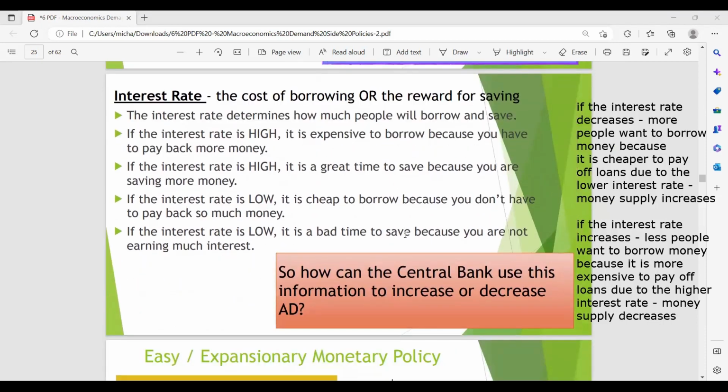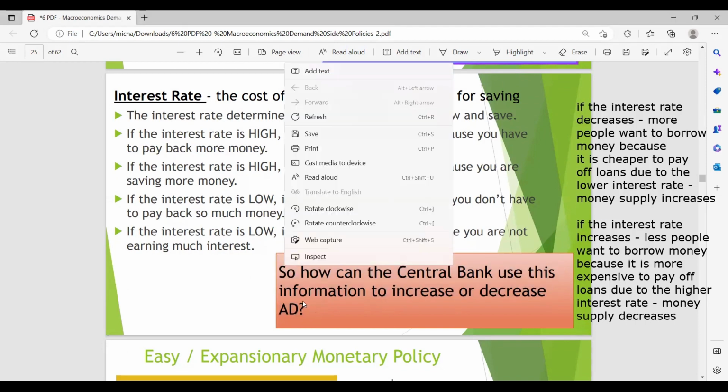The interest rate is the cost of borrowing or the reward for saving. The interest rate determines how much people will borrow and save. If the interest rate is high, it is expensive to borrow because you have to pay back more money. If the interest rate is high, it's a great time to save because you're earning more money. If the interest rate is low, it's cheap to borrow because you don't have to pay back so much money. If the interest rate is low, it's a bad time to save because you're not earning much interest. So how can the central bank use this information to increase or decrease aggregate demand?